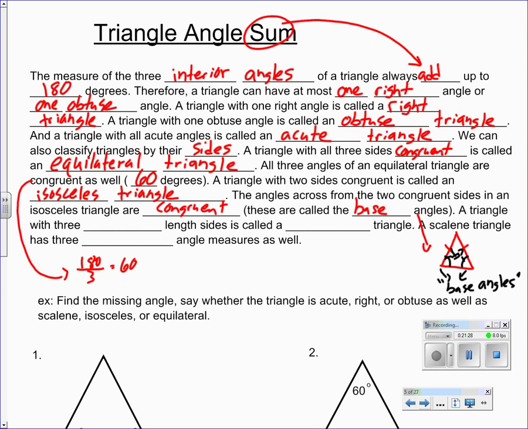If a triangle has three different length sides, that's called a scalene triangle. If it has three different length sides, it also has three different angle measures. So it has the same number of congruent angle measures as it does congruent sides.